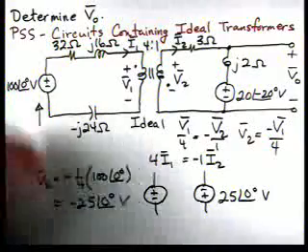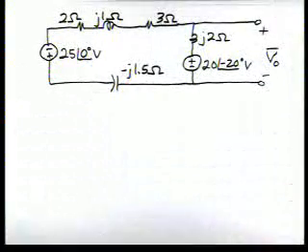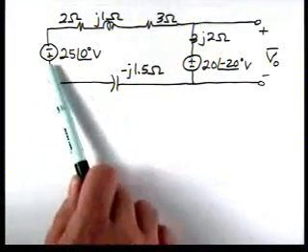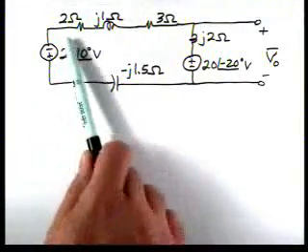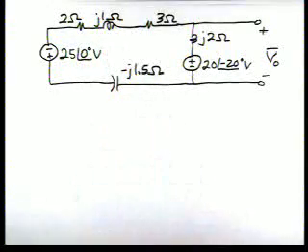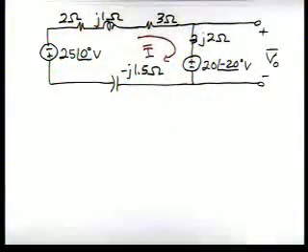When we get everything reflected through the transformer, here's our resulting circuit. Here's our source. Notice that we've changed the polarity. Here's our 32 ohm, here was J16 and minus J24. And now we really have a single loop circuit. We can define a current I.